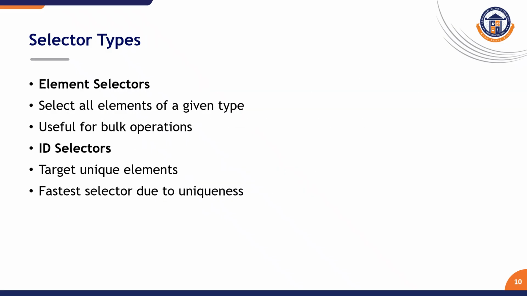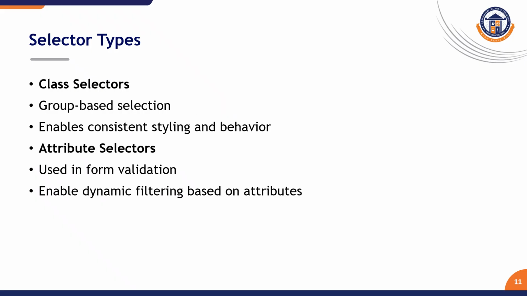$('p'). Selector types. Element selectors select all elements of a given type. It is useful for bulk operations. ID selectors target unique elements. It is the fastest selector due to uniqueness. Class selectors are group-based selections. They enable consistent styling and behavior. Attribute selectors are used in form validations. They enable dynamic filtering based on attributes.